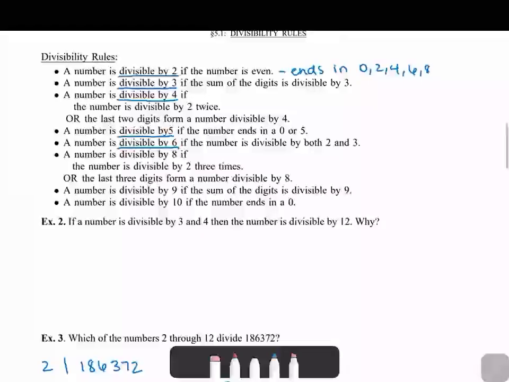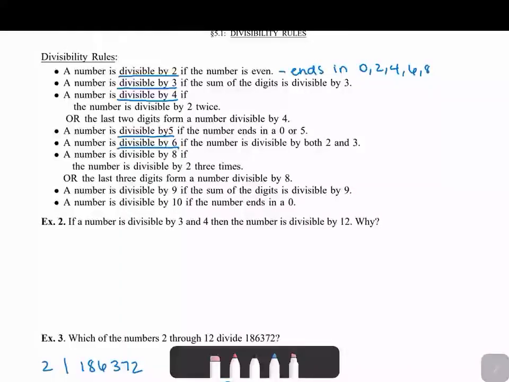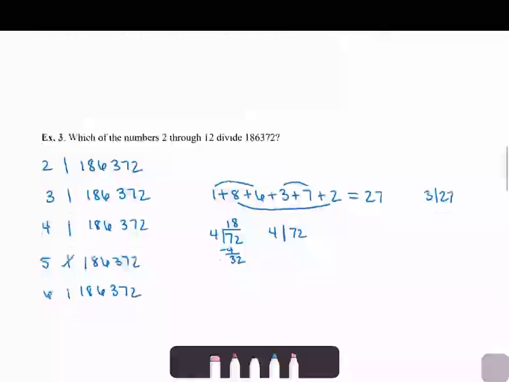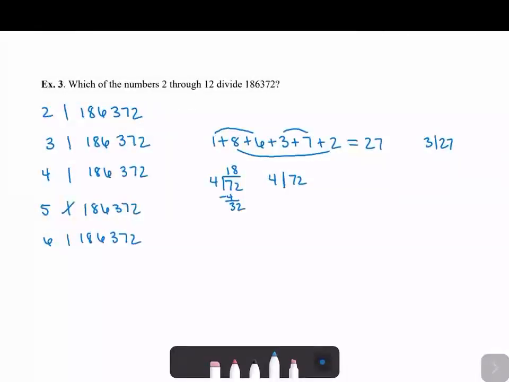You can see that there's not a divisibility test for 7 up here, and that is because if you want to check if something's divisible by 7, there is a test, but a lot of times it's just easier to divide by 7, because it can be a little complicated. So if we want to check if 7 divides 186,372, like I said, it's just easier to divide by 7 and see what actually happens. So 7 goes into 18 twice, with 4 left over.